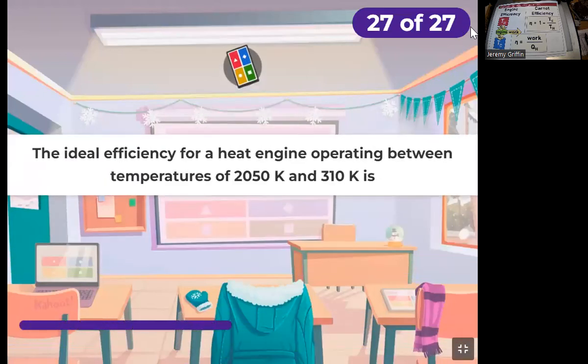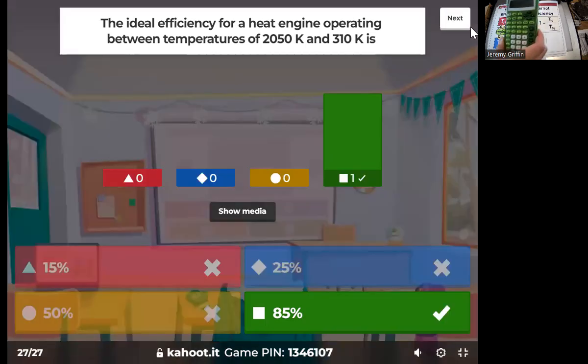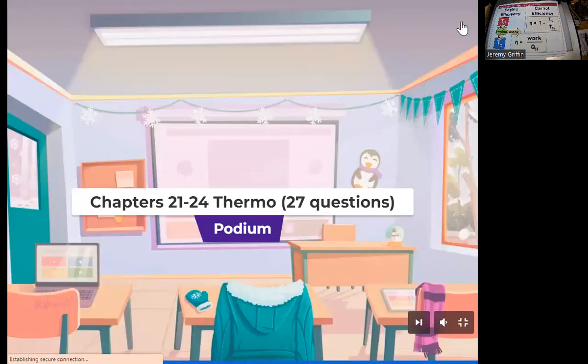Ideal efficiency operating between 2050 Kelvin and 310 Kelvin. Let's do this together. So do 1 minus. You guys got calculators? Do 1 minus, and then do 310 divided by 2050. Now, my screen is showing 0.84878. Okay, so could I call that 85%? Yeah, there you go. So 85% efficiency. Okay, so that was that Carnot efficiency formula that I showed you guys.